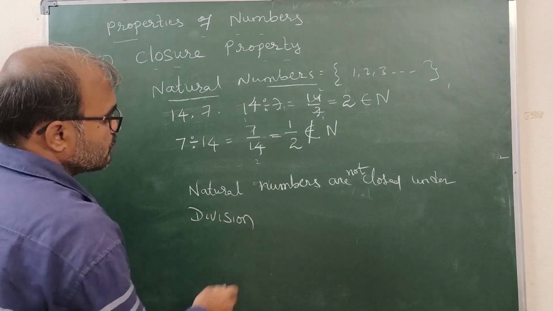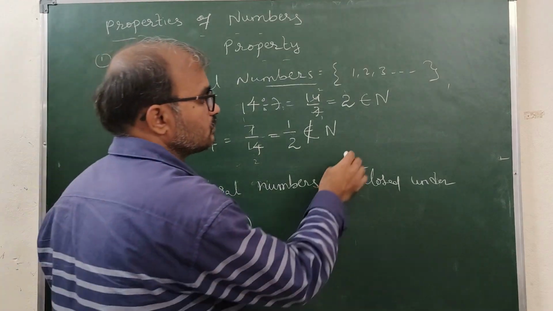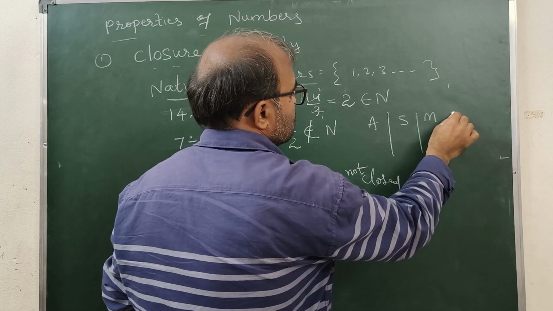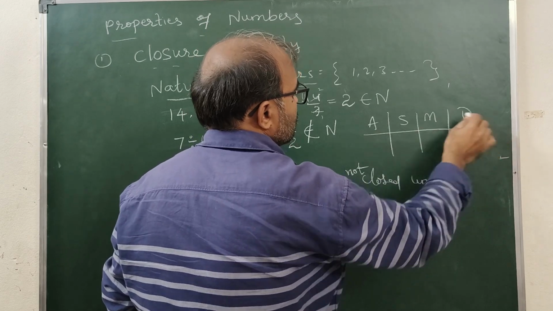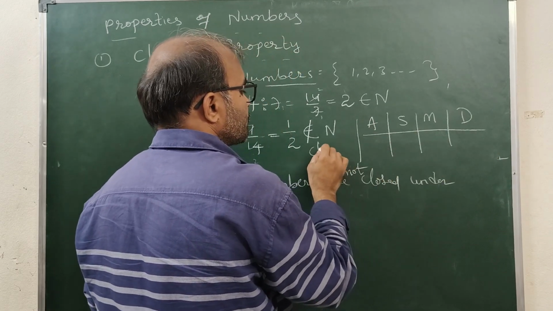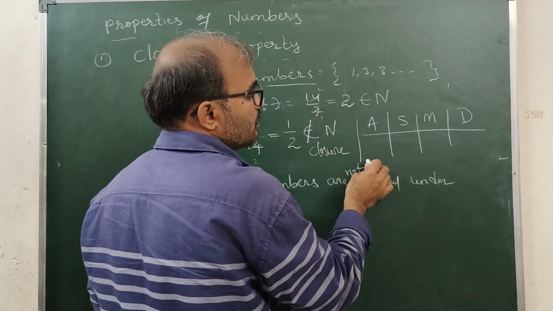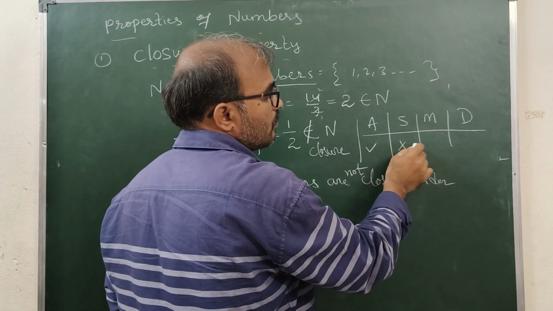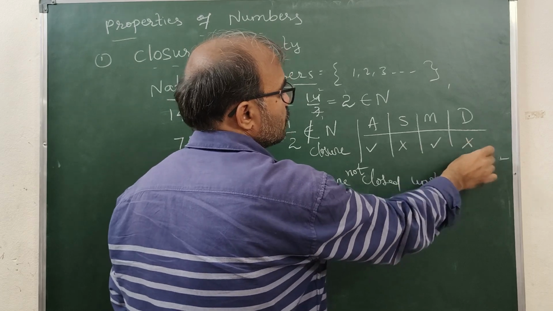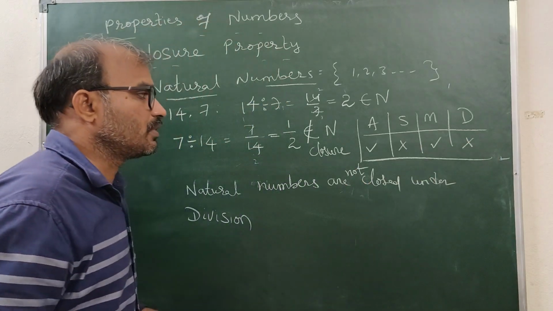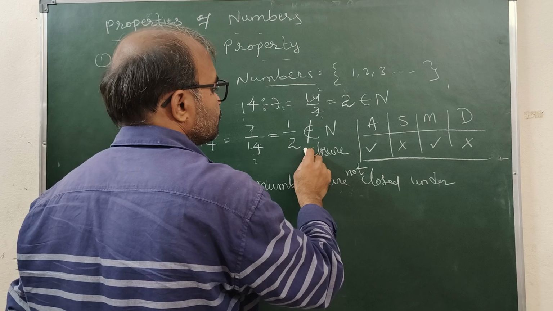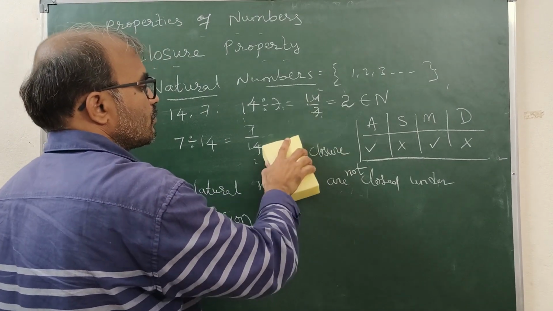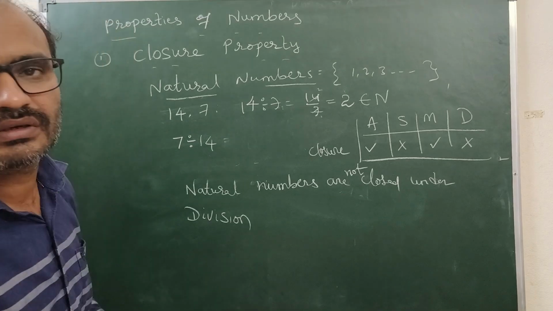Right? So if you write in a table addition, subtraction, multiplication, division, which property? Closure property. Addition, yes, for natural numbers. Subtraction, no. Multiplication, yes. Division, no. Closure property for natural numbers.